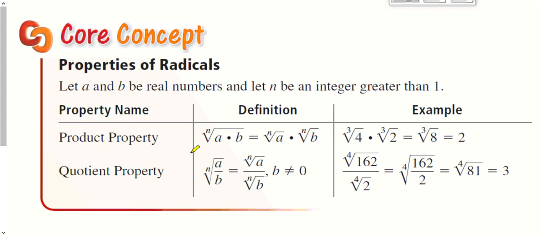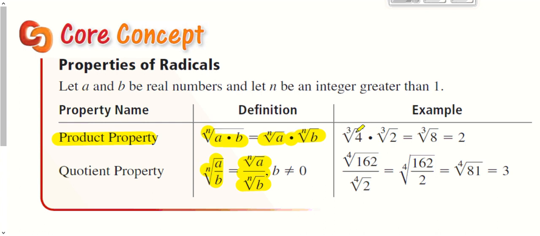A few more properties. We have a product property. So if I've got the nth root of a times b, I can separate that and have the nth root of a times the nth root of b. And if I have the nth root of a divided by b, then I can have the nth root of a divided by the nth root of b. So still just distributing or undistributing the nth root.